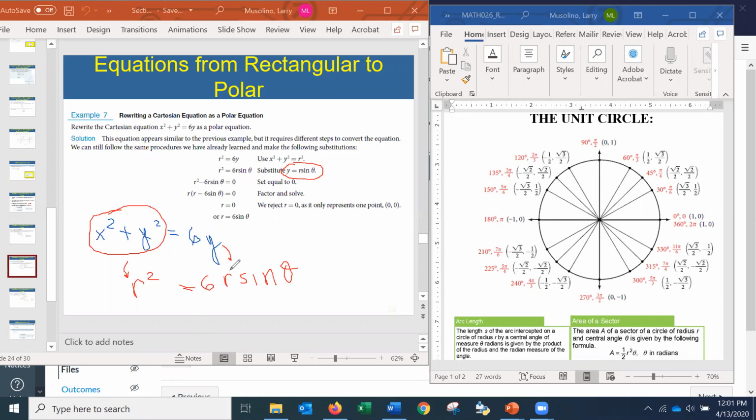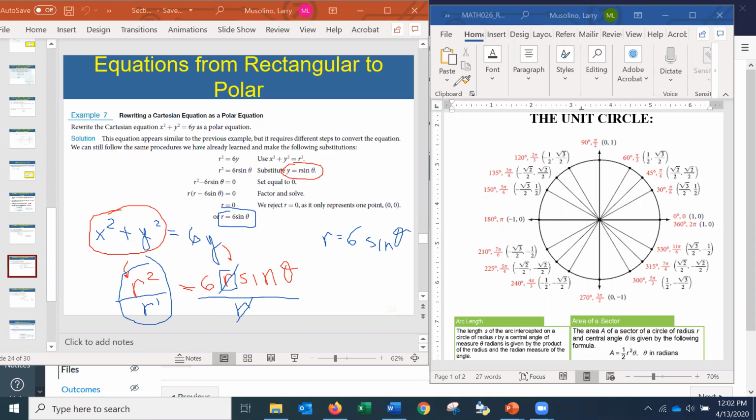Because I have an r on both sides of the equation, what if I divide both sides by r just to do some simplifying? Well, on the right side, the r on top would cancel out with the r on the bottom. On the left side, r squared divided by r to the 1 is just r. So I end up with r equals 6 sine theta. Okay, and so that's the final answer because my answer only has r and theta in it.